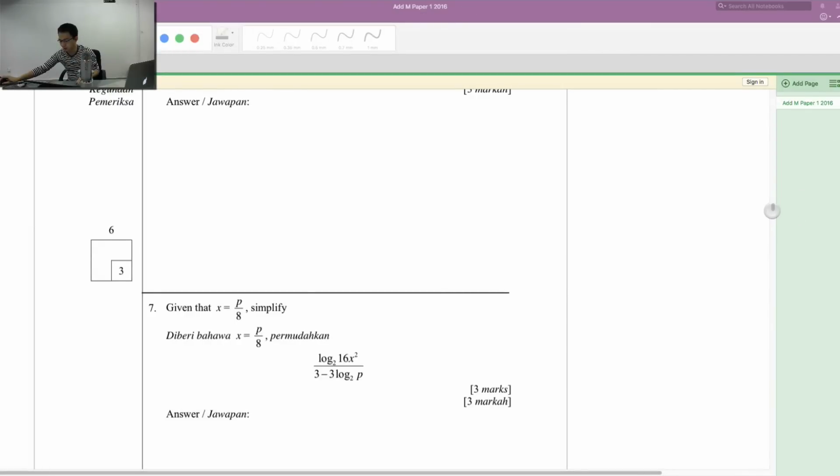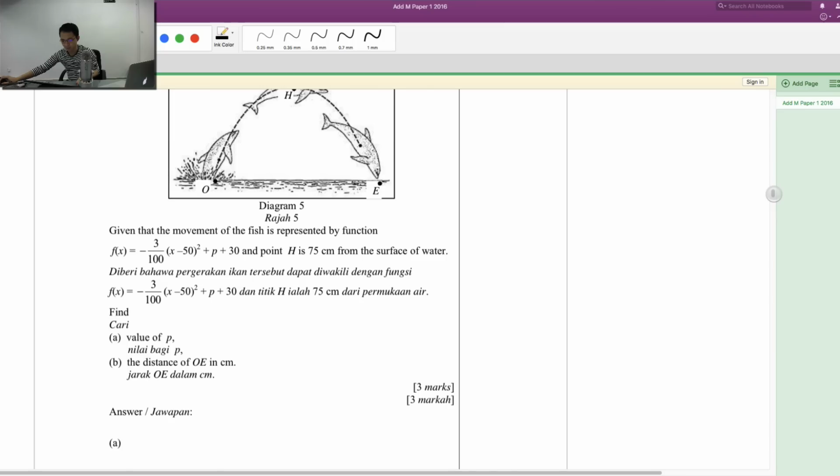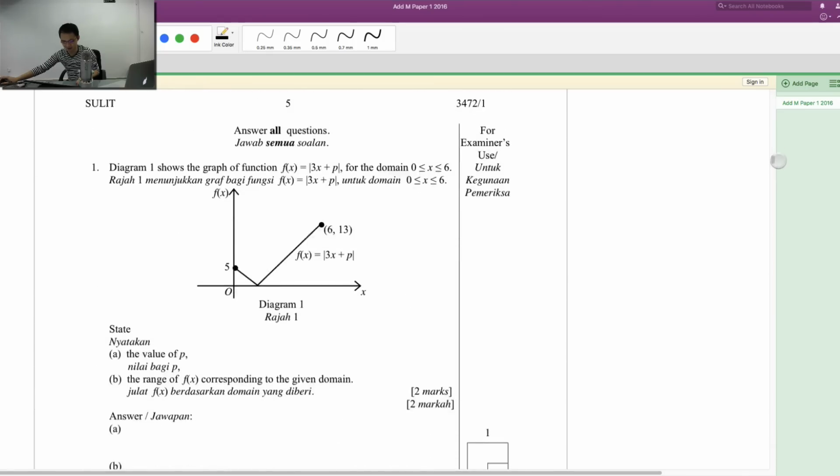Right, so today we're going to discuss the 2016 Negeri Sembilan trial paper. I got this paper online. Some students actually shared this paper with me, and they find it very hard. So today we'll discuss this paper. Okay, let's start with the first one.